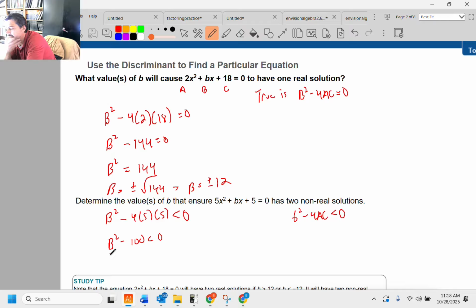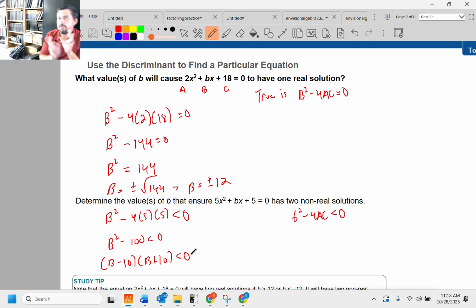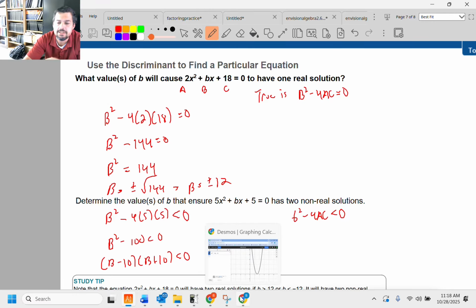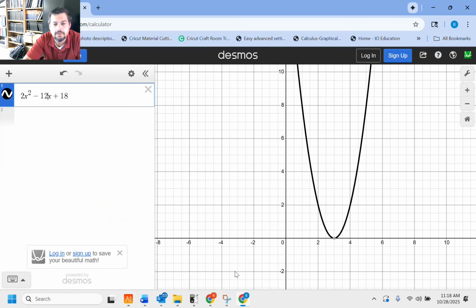And I'm going to factor this one. It's b minus 10 and b plus 10 because factors of 100 are 10 and 10. They have to add up to be nothing. Less than 0. Now, inequalities don't work the way you think they do. You can't say b is 10 or b is negative 10. That's nonsense to an inequality. An inequality has an infinite number of solutions.